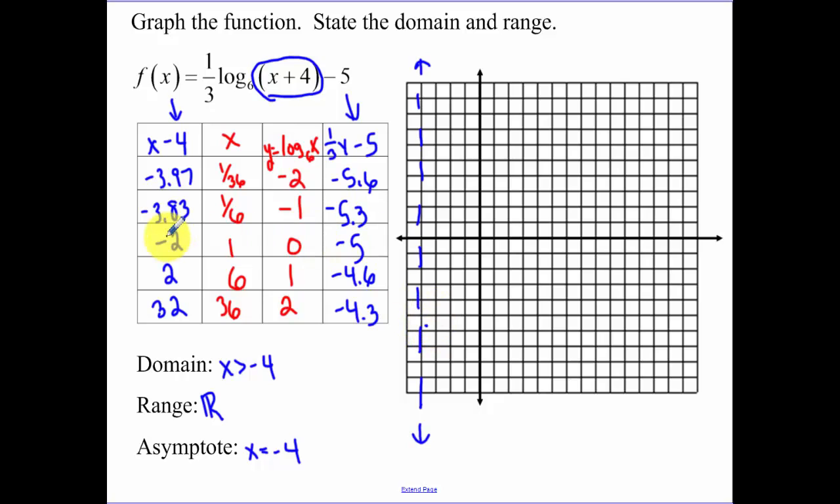And the next point, these points are semi-close to each other because we have this compression of 1/3. So we're about right there. Now I'm at -2, -5. And I'm at +2, -4.6.